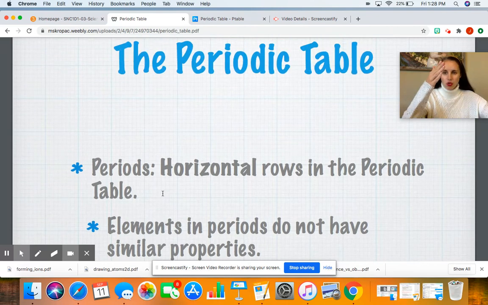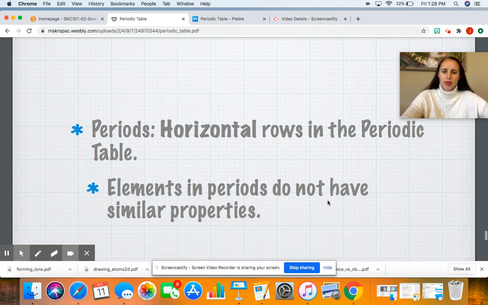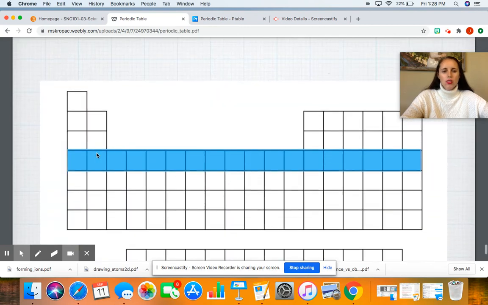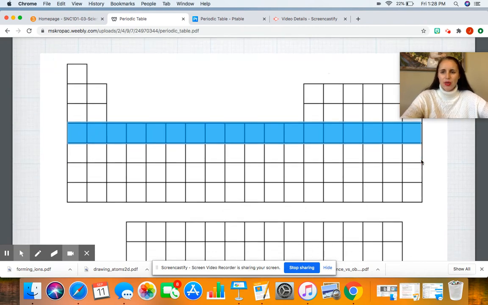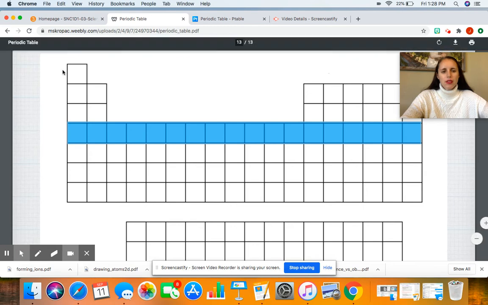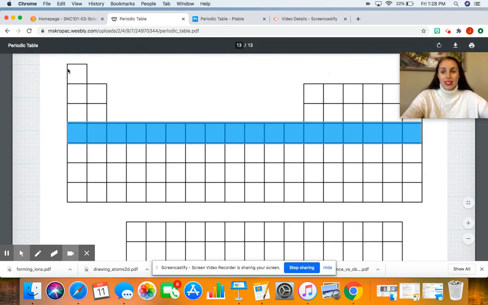So our groups, or our families within the periodic table, are those columns. We also have horizontal rows in the periodic table. These elements do not have similar properties. So our horizontal rows go across here. That's called a period. They don't have the same physical properties. They don't really have much in common. If you take a look, we have 7 rows in the periodic table. 1, 2, 3, 4, 5, 6, 7.